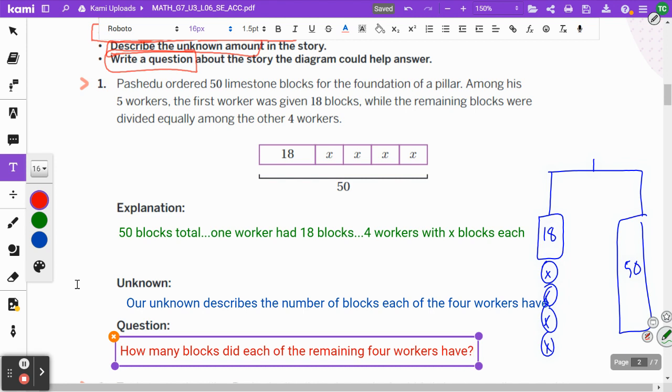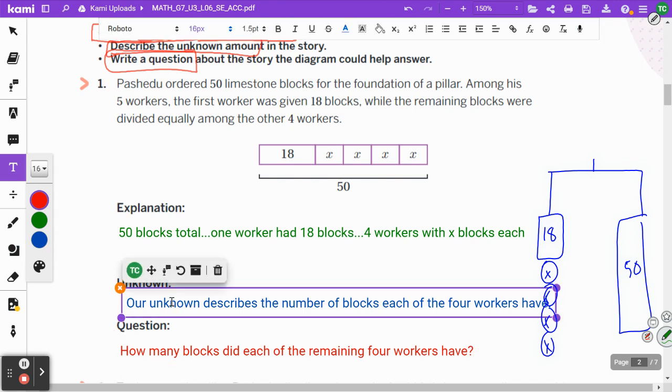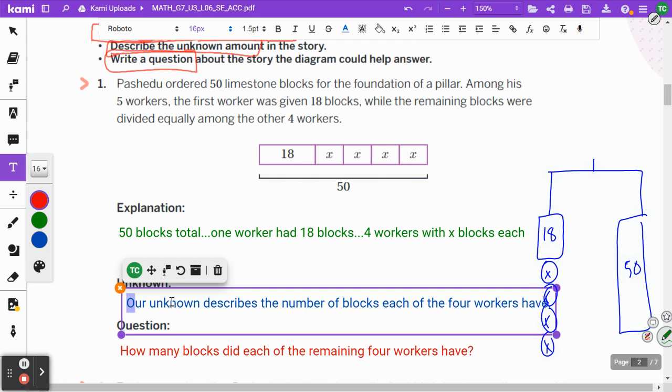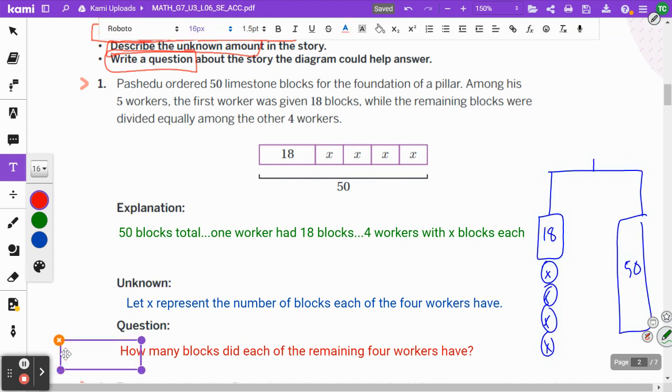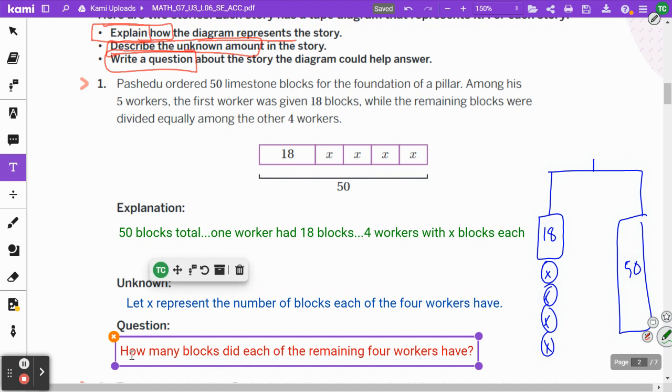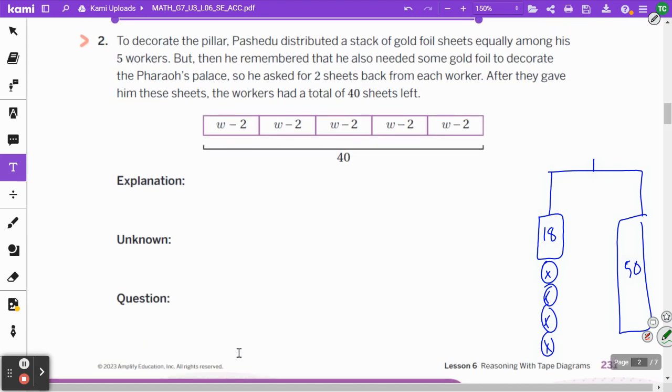So you see how we can take a tape diagram and a situation, and we can A, understand what the visual representation means, where it came from. B, understand what is our unknown amount. Now, by the way, you could have written let X represent the number of blocks each of the 4 workers have. And then lastly, we can go ahead and write a question for this problem. Pause if you need, rewind, watch the video again. Otherwise, let's go on to number 2.